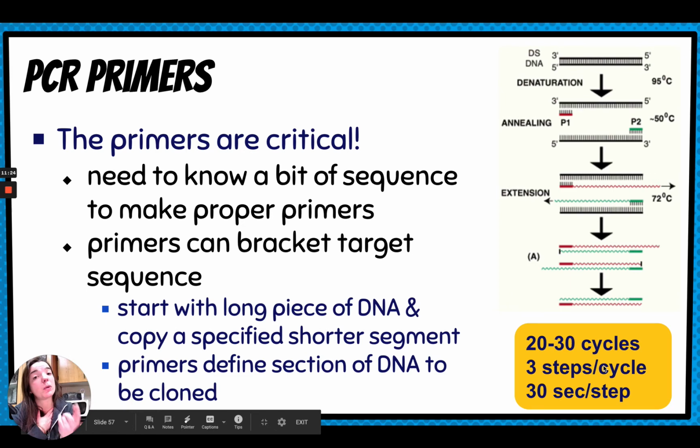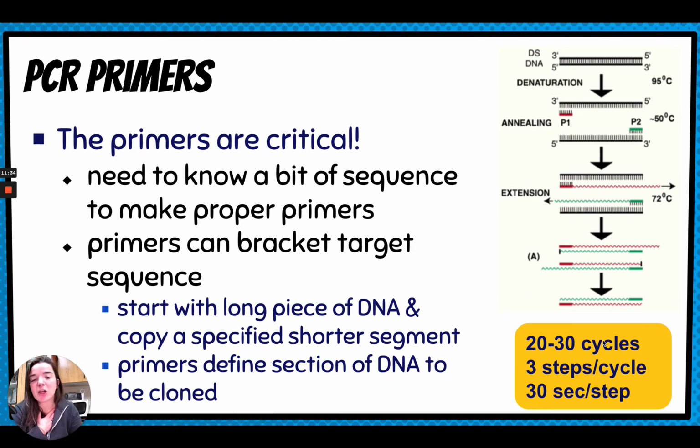So if you only have one cell with that DNA, then you're going to need a lot more cycles. But if you're at a crime scene and there is tons of DNA in your sample, you might need fewer cycles.